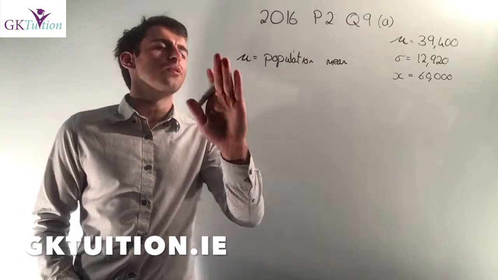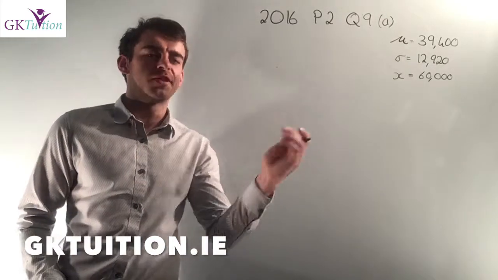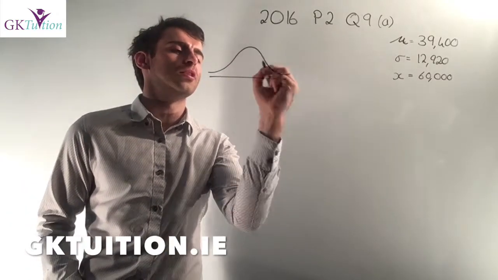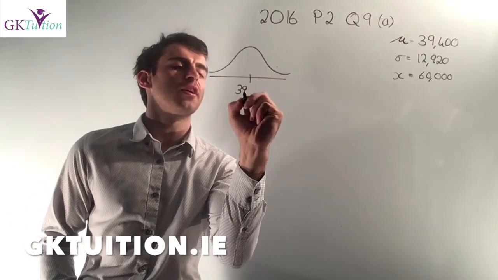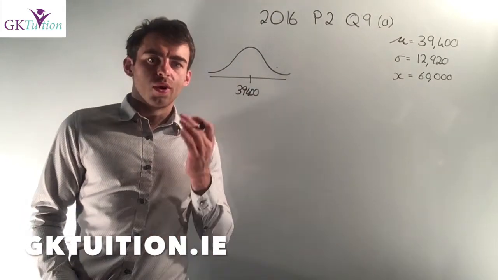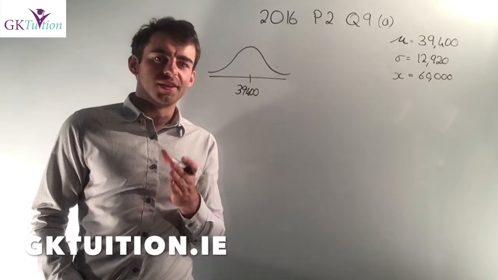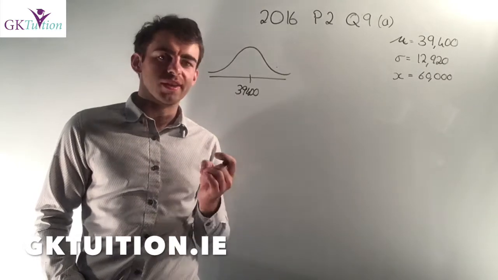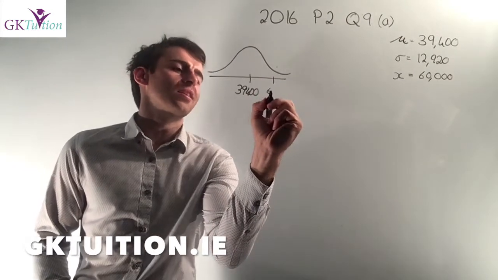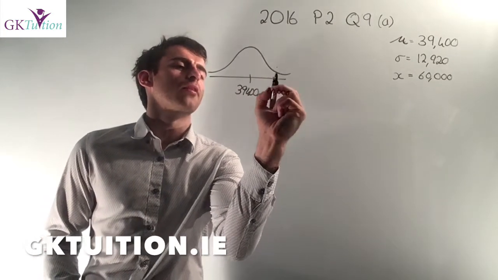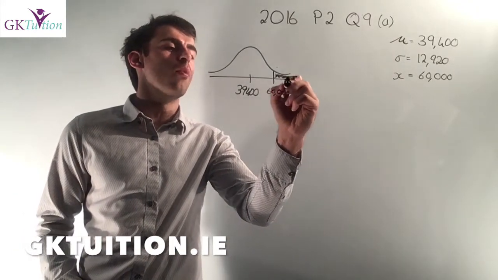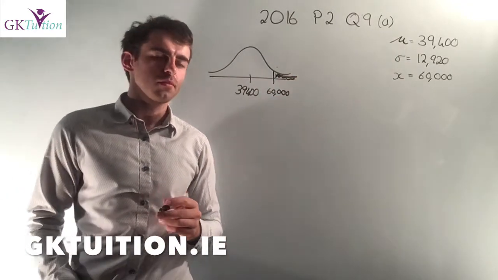So the first thing that I would do here is I draw just a rough sketch of my normal distribution. So I have a normal distribution and I know the mean of it is 39,400. In part A of this question, we're asked to work out the percentage of people who are earning more than 60,000 euro. So in this normal distribution, 60,000 is going to be roughly around here. And I want to find the percentage of people that are earning more than 60,000 euro.